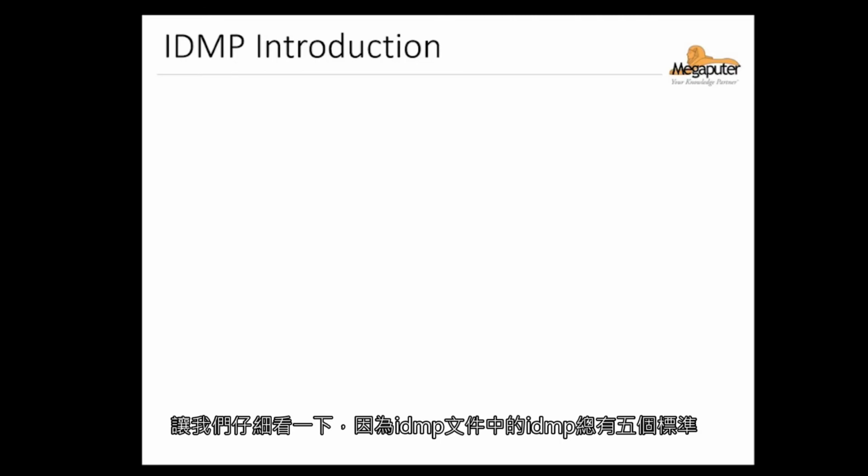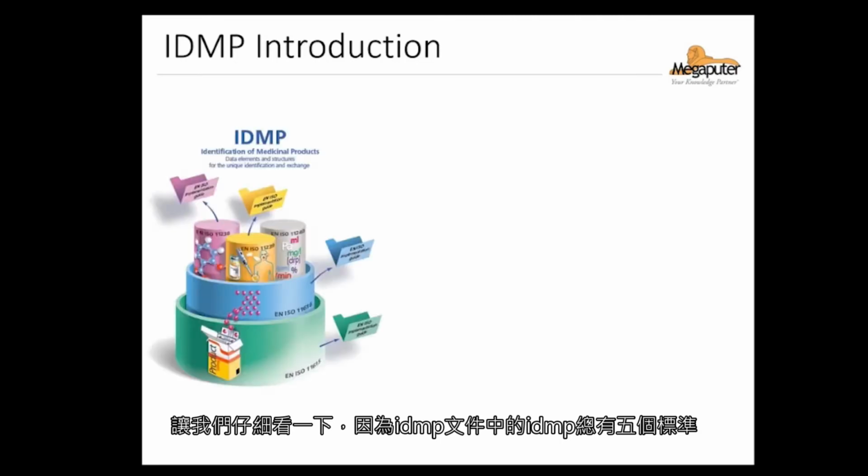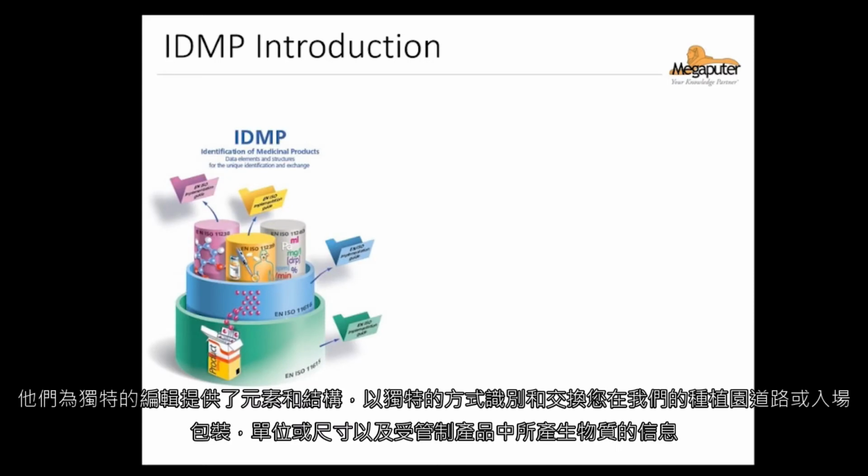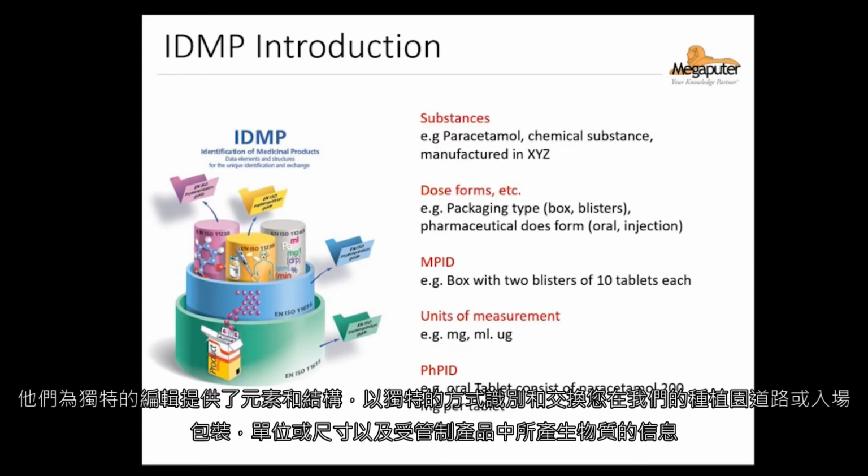So let's take a close look at the IDMP documents. In total, IDMP has 5 standards, and they provide data elements and structures to uniquely identify and exchange information on substances, units of presentation, routes of administration and packaging, units of measurement, and regulated product information.